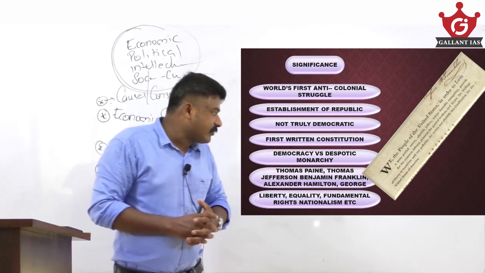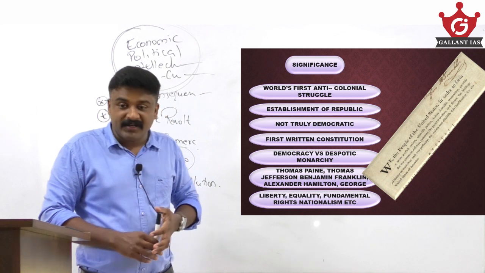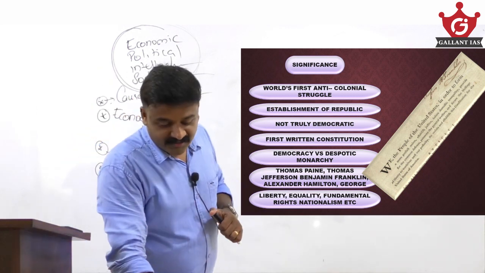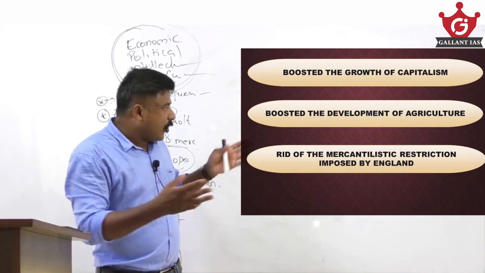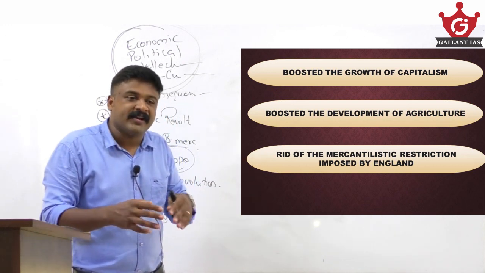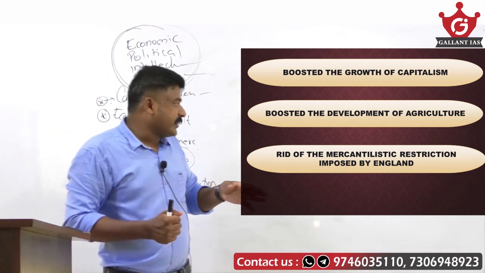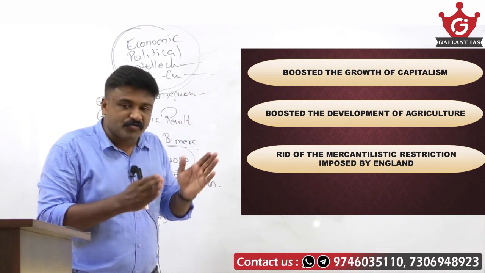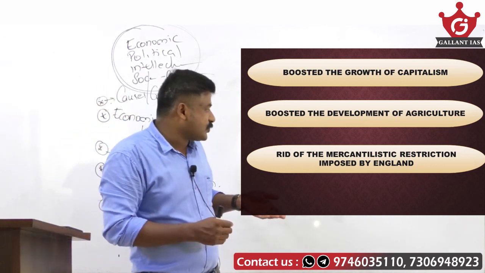Liberty, equality, fundamental rights, nationalism: such ideas became popular after this revolution. Now the American Constitution further boosted the growth of capitalism in America, the growth of industries and agricultural development. All this agricultural revolution happened after the American Revolution. Then the restriction of mercantilism was removed, and American capitalism grew.